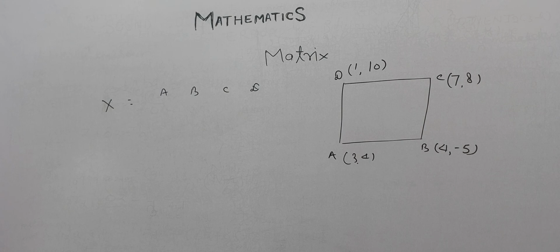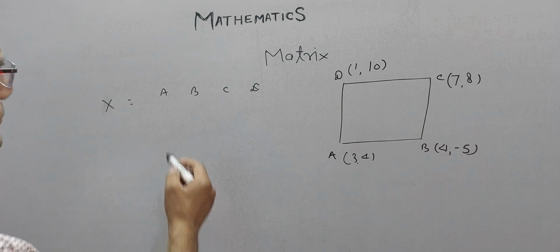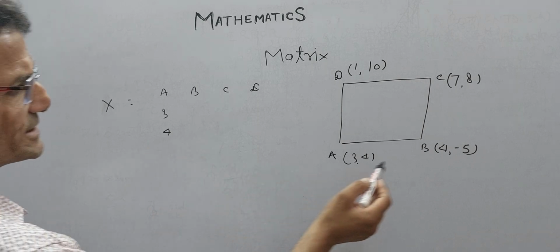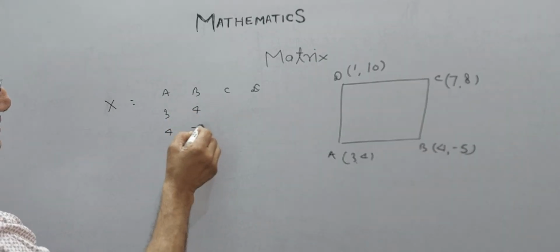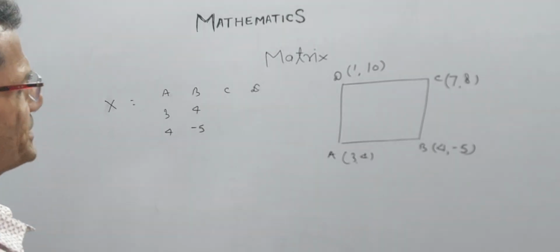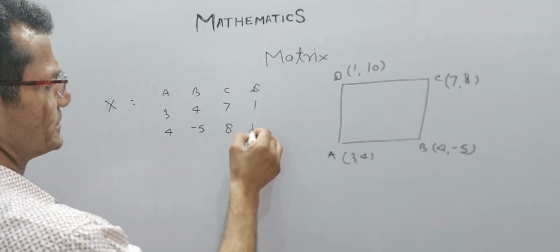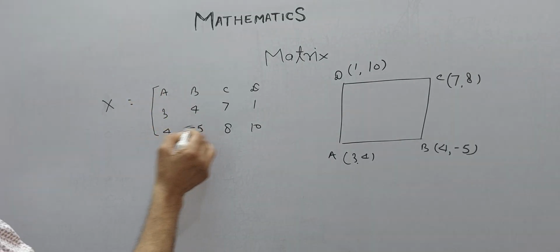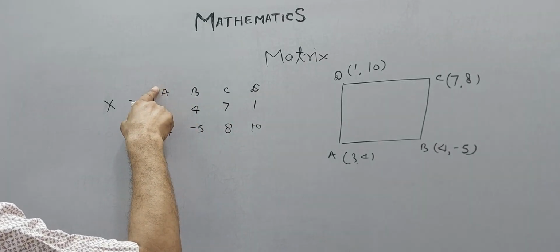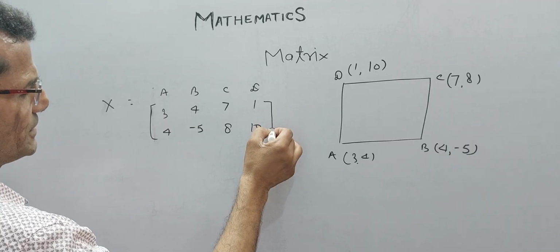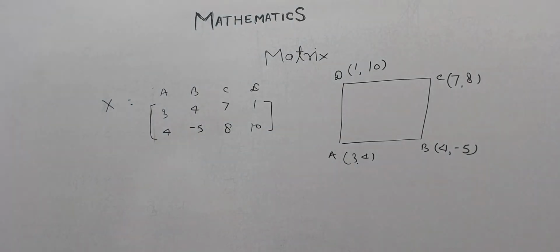A has the coordinates 3 and 4. B has the coordinates 4 and minus 5. C has the coordinates 7 and 8. And D has the coordinates 1 and 10. Then we close this in a square bracket or curly bracket. So the coordinates of a quadrilateral in matrix format will be written like this.